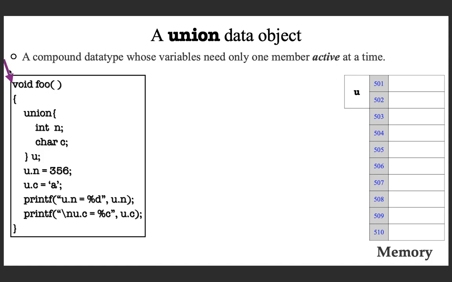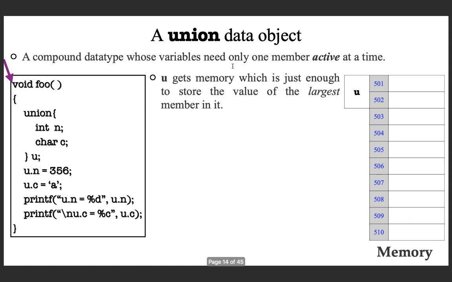You know that the moment it is called, memory will be allocated for all the variables in it. In this example, only one variable, which is u, is getting memory allocated. So what is that memory allocated? You get memory which is just enough to store the value of the largest member in it. It's very important, because at a time only one member will be active. So there is no need to have separate memory allocated for both these variables. Just one will be active at any time.